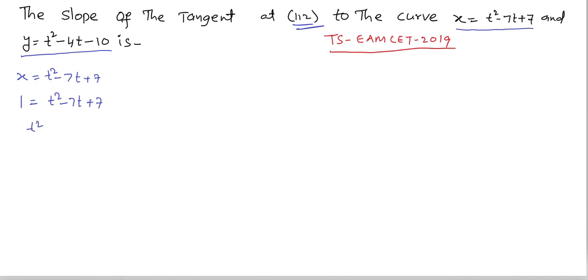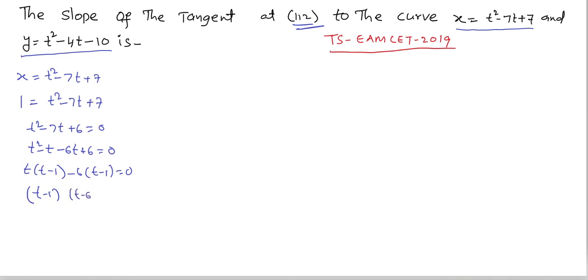This is t square minus 7t plus 6 is equal to 0. The factors are 1 and 6: t square minus t minus 6t plus 6 is equal to 0. Take t common, that is t into (t minus 1), minus 6 common, (t minus 1) is equal to 0. So (t minus 1) into (t minus 6) is equal to 0. The t values are 1 comma 6.